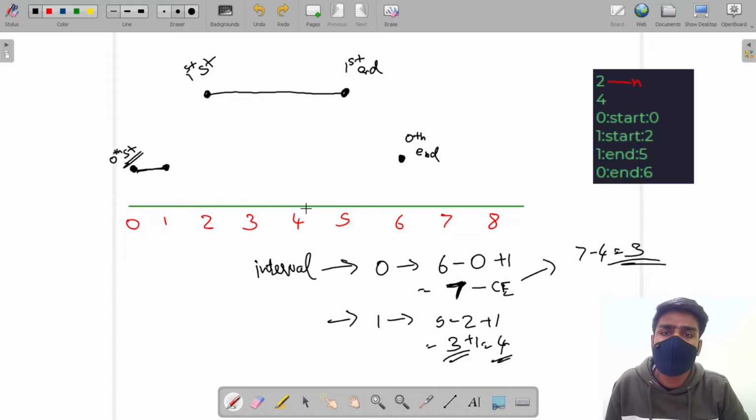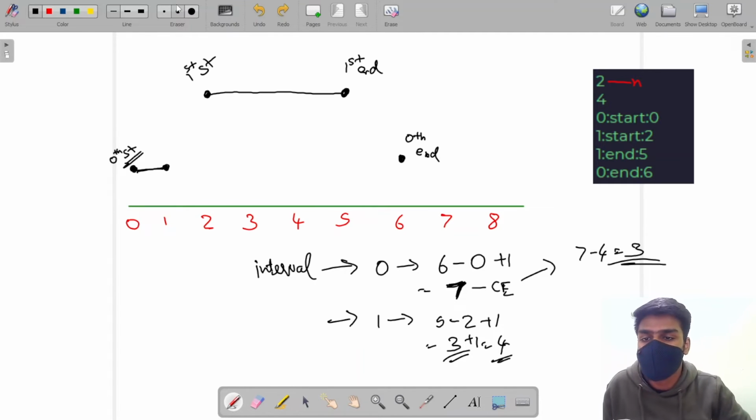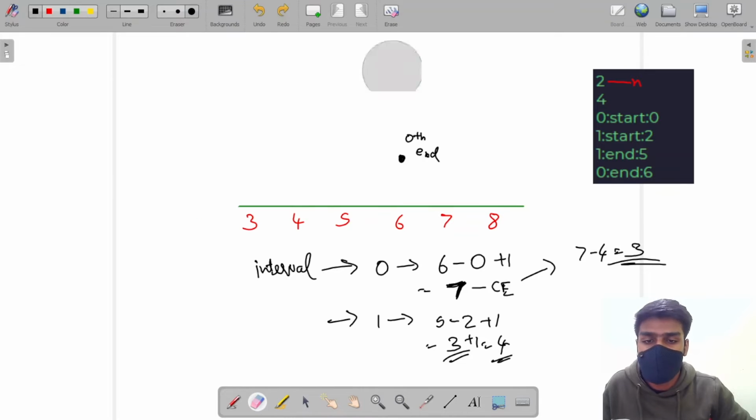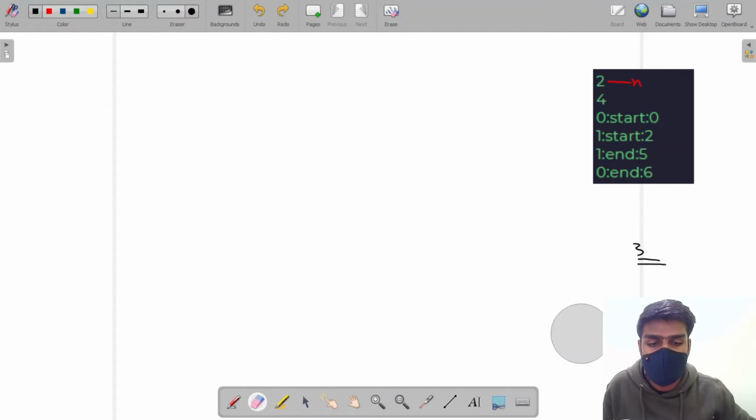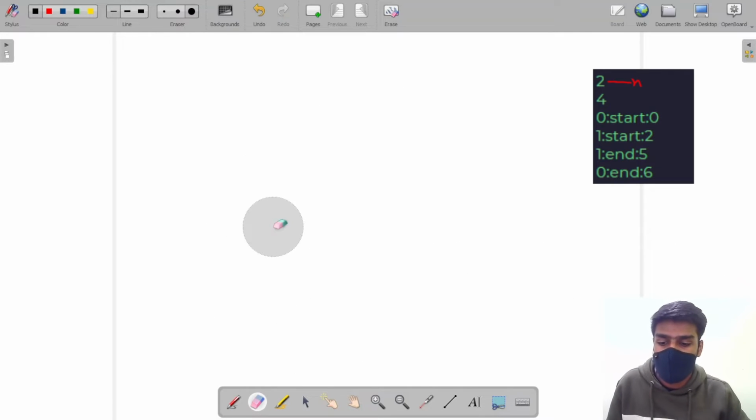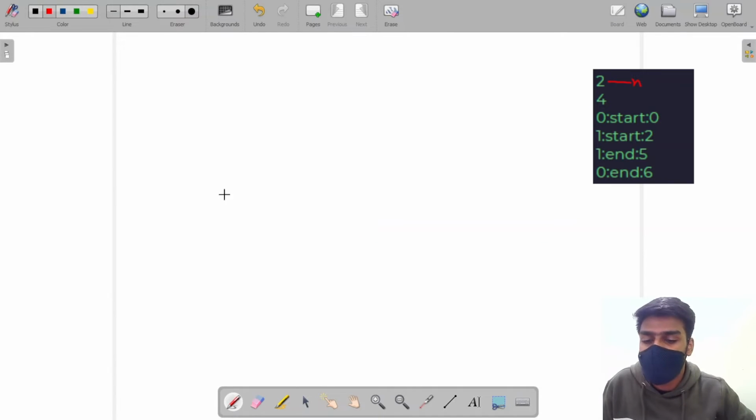So now we understood what it is and how we are pursuing it, but now we will understand how we will solve it. I will delete this all except the input, and now I will create another line.